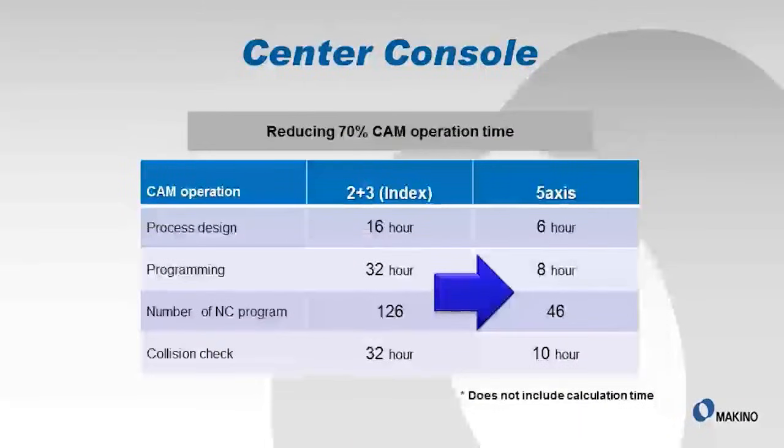In this particular case, Greg was talking earlier about reducing the time to get into production. So what we've shown here in this slide is based on that center console that we've done, and we've got there a 2+3 or an indexing approach versus a 5-axis. And you'll see on the CAM operations, process design 16 hours versus 6, programming 32 versus 8, numbers of programs 126 versus 46, collision check 32 hours versus 10. So we've overall reduced about 70% of the CAM operation times, and Greg alluded to that earlier.